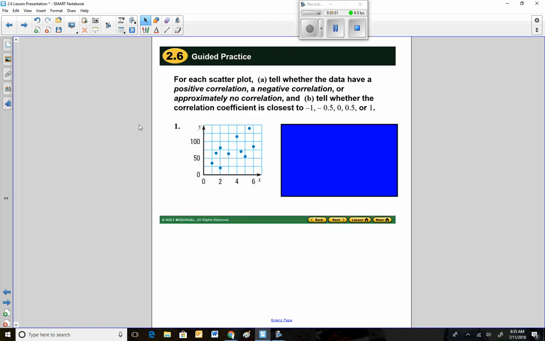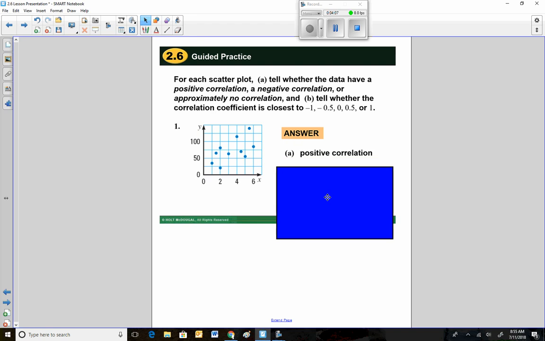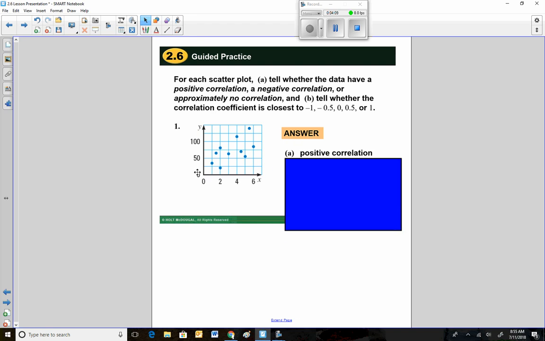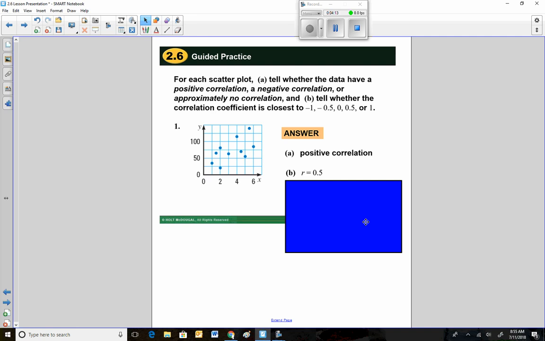Okay, let's have you guys try one out. Here's the scatter plot, and you need to decide if this is a positive or negative correlation, and which one of these R's would be correct. Pause your video, give it a try. Welcome back. Let's see. Positive correlation for sure, because it's going uphill. And R equals 0.5, because it's not real strong. They're kind of scattered, but they are going uphill.